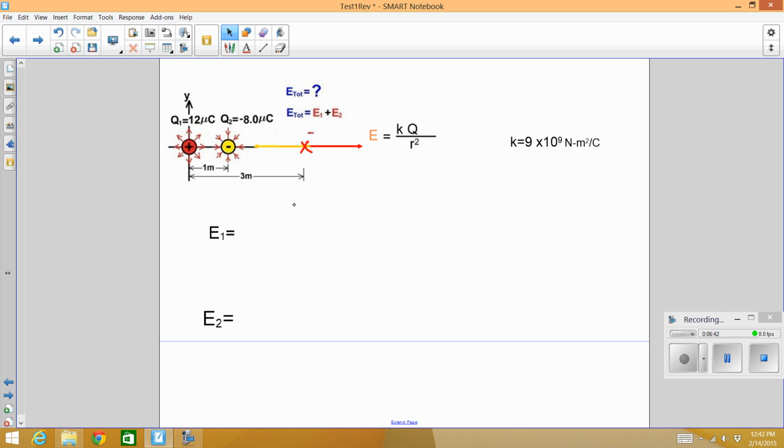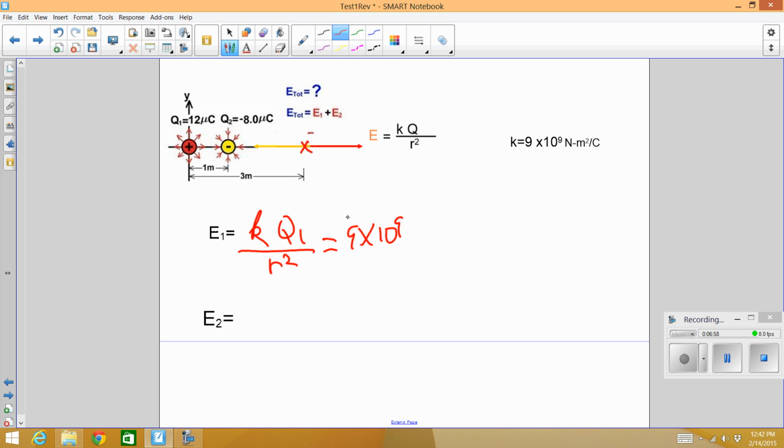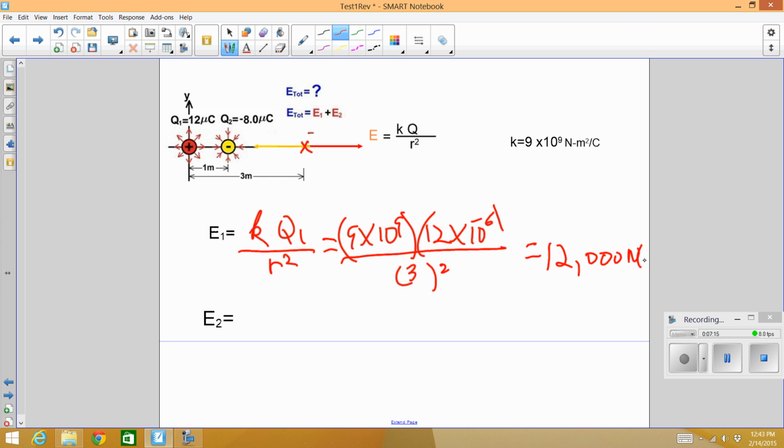So first of all, let's calculate the electric field due to the positive charge, the red charge, Q1. That'll be kQ1 over R squared, 9 times 10 to the 9th, multiplied by 12 times 10 to the minus 6th, divided by 3 squared. And that gives you 12,000 newtons per coulomb, and it's to the right.